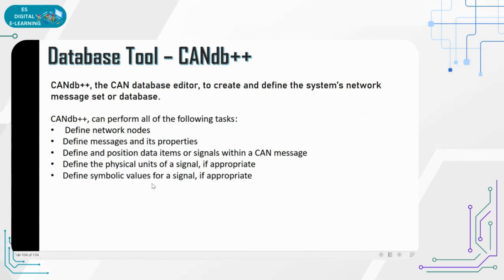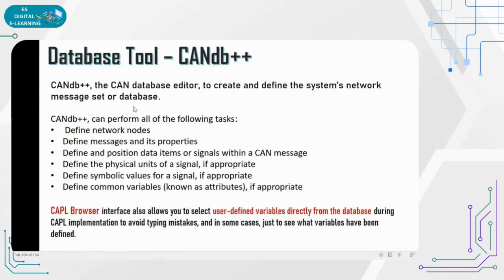And we need to give the symbolic values also for each signal. And let's go, it will be accessed via the browser also, like the CAPL browser is there. So whatever variables you need to define from the CAN DBC, you are able to access with the help of the CAPL browser. So this is scripting. Going forward, you can understand.